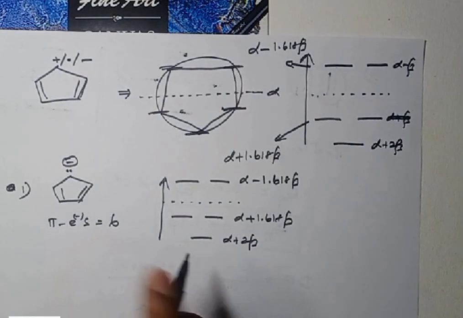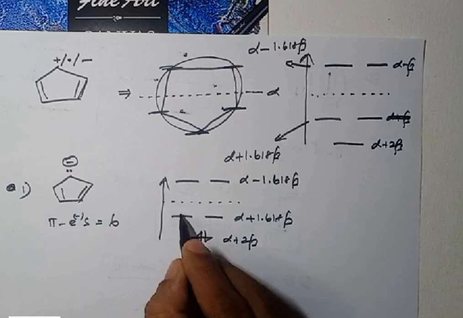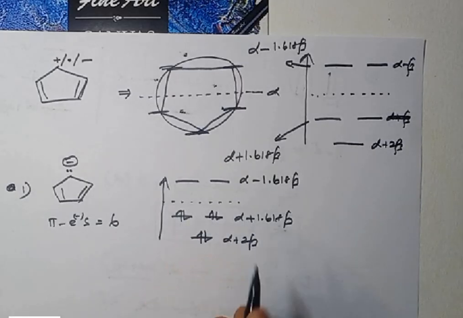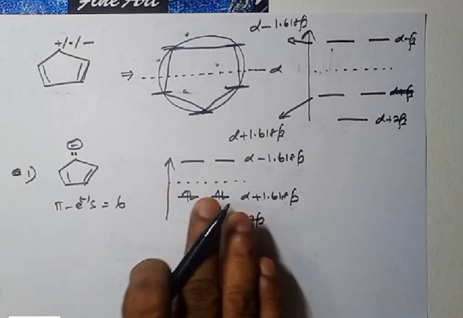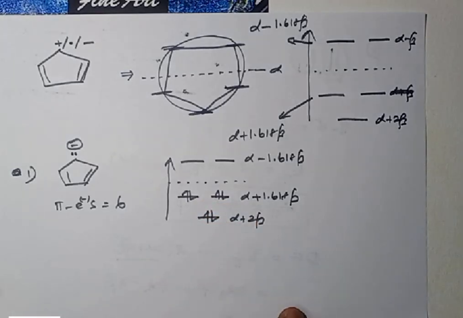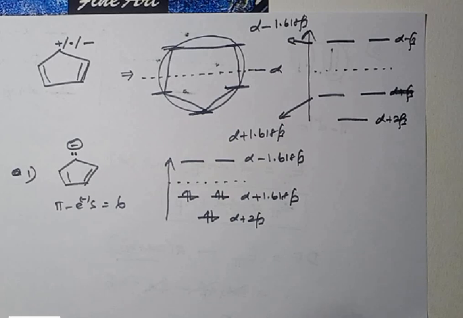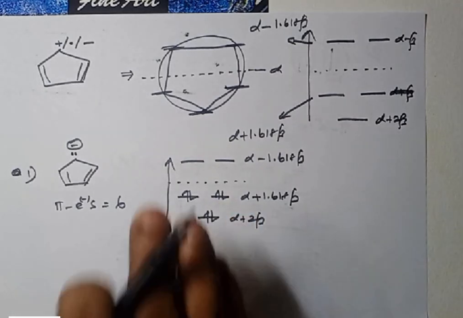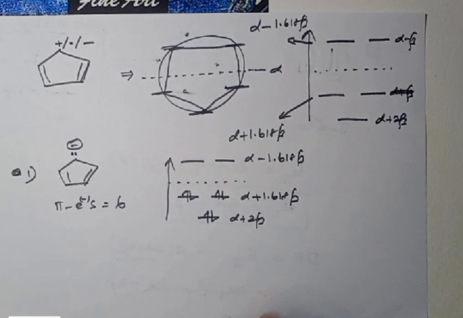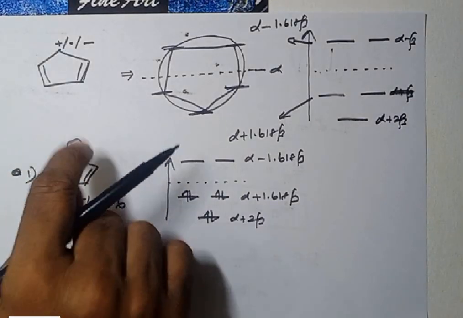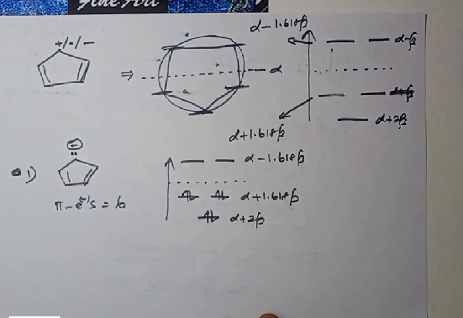Now I have 6 electrons. Each molecular orbital can accommodate 2. So place 2 here, 2 here, 2 here. Listen carefully. All the electrons are present in only bonding or anti-bonding? Bonding molecular orbitals. All the electrons are in bonding molecular orbitals, so it should be aromatic. Yes, the cyclopentadienyl anion is an aromatic species. Okay, you all know that.